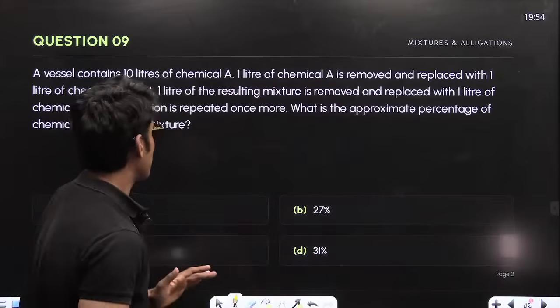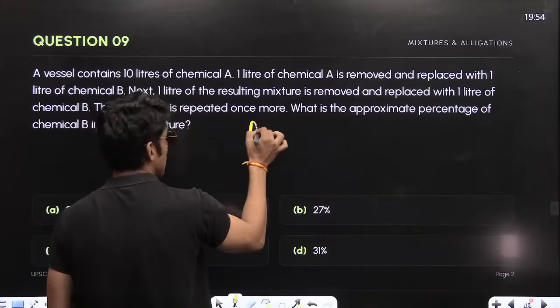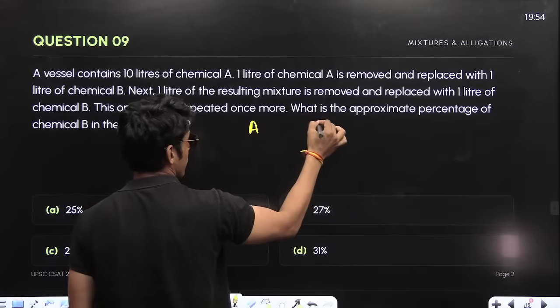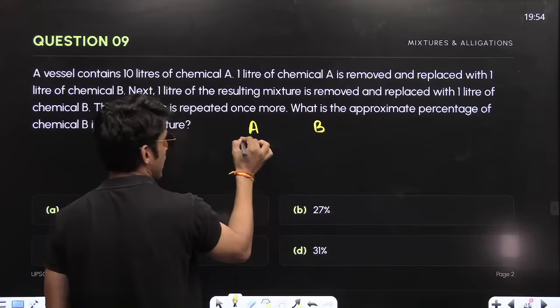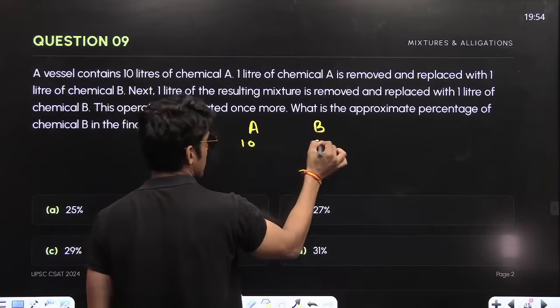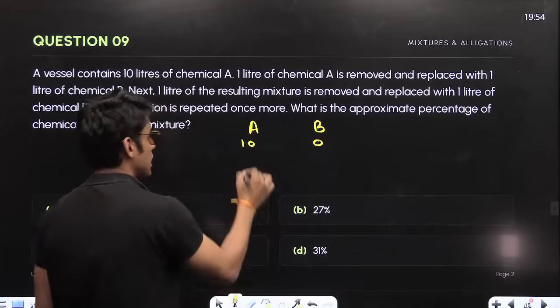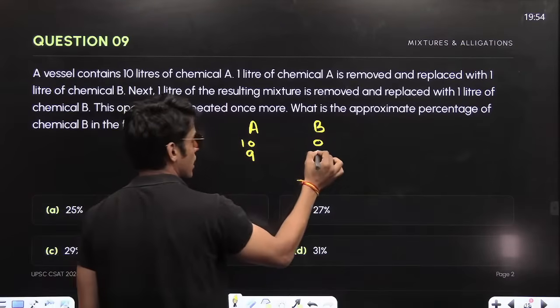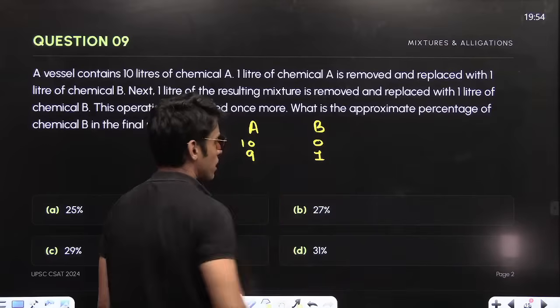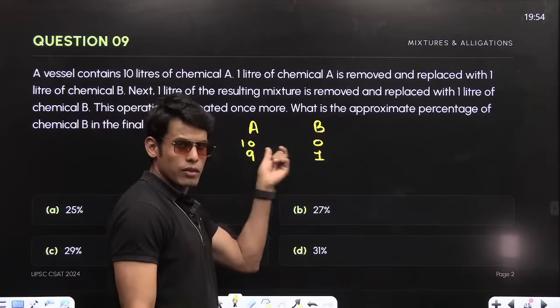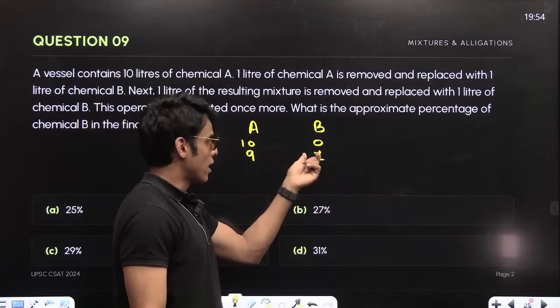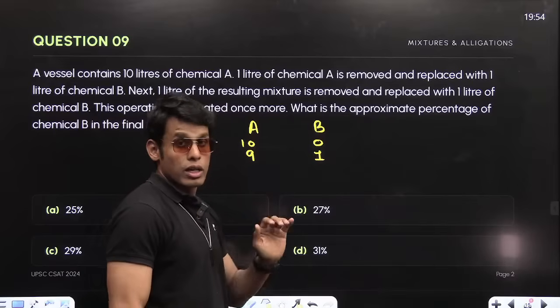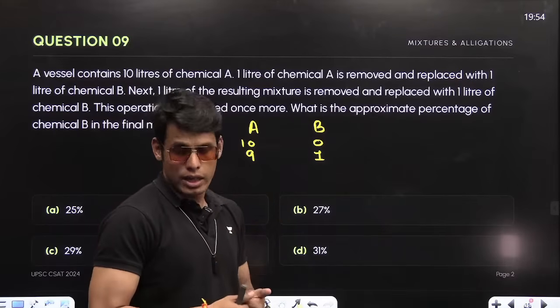Now, what is happening is, in the first iteration, I had 10 liters of A and 0 liters of B. Then I had 9 liters of A and 1 liter of B. I removed 1 liter of this mixture and then added 1 liter of B. Now, this is where it gets interesting.